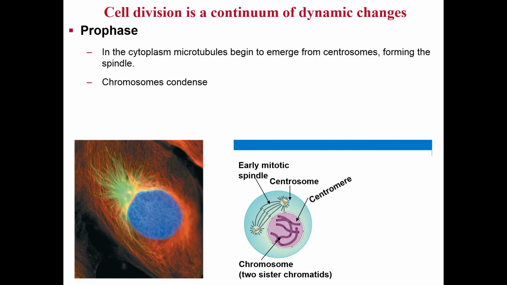Alright, so looking at prophase. At this point in time, your microtubules are beginning to be synthesized. Your chromosomes are going to condense. They're going to become more compact and more visible.